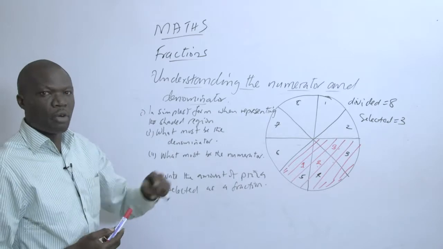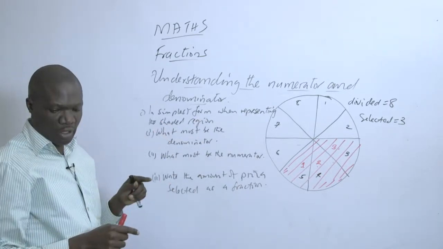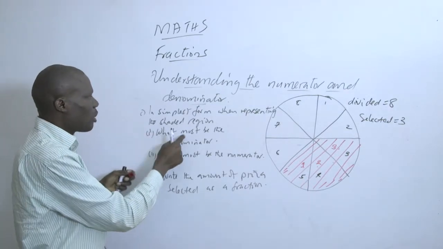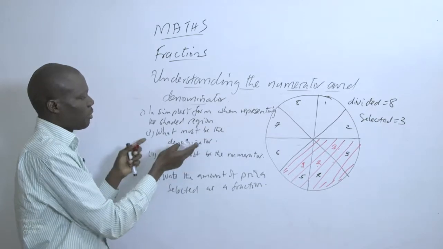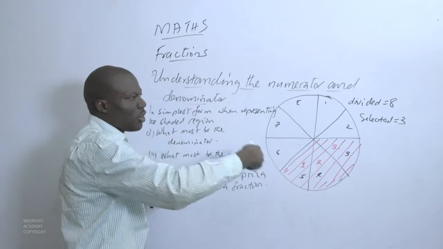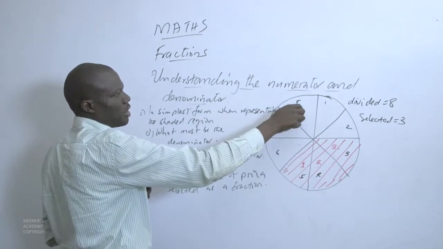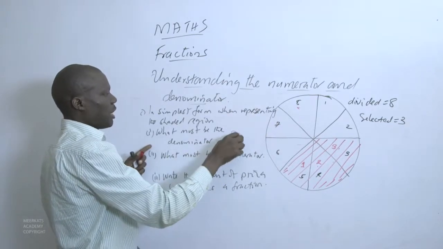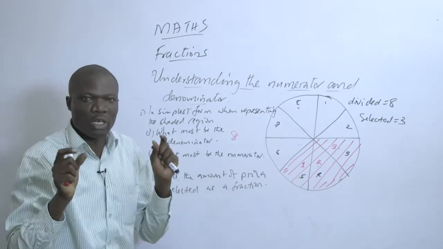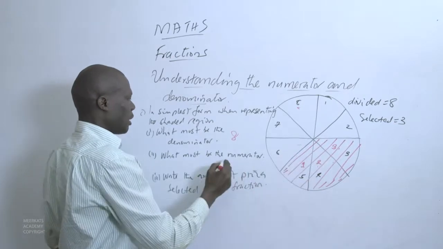So, from our definition initially, we say that the total division gives us the denominator. So, we are being asked what must be the denominator. From this particular case, the denominator will be formed by the total number of divisions this pizza has been divided into, and when we count the total, it gives us 8. So this one is 8. And what must form the numerator? Numerator is formed by what has been selected. What has been selected here is 3.